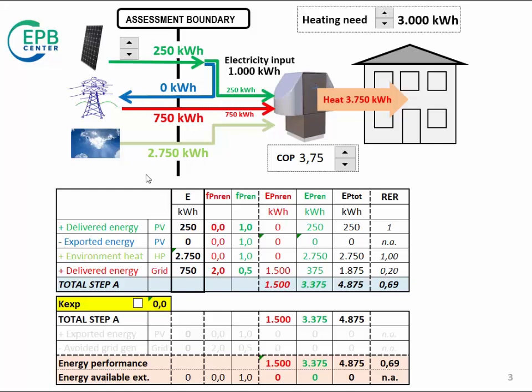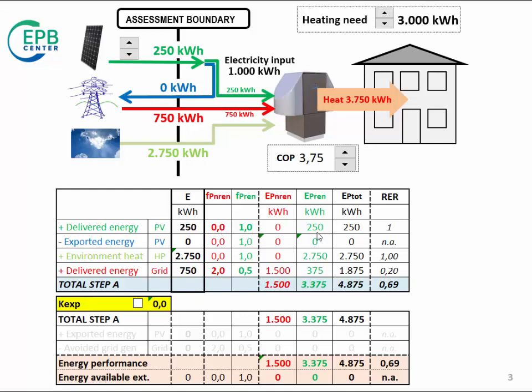This table demonstrates the calculation of the energy performance. There is one line for each delivered or exported energy carrier. This column shows the actual amount of the delivered or exported energy carrier. These two columns show the primary energy conversion factor of each energy carrier, non-renewable and renewable.